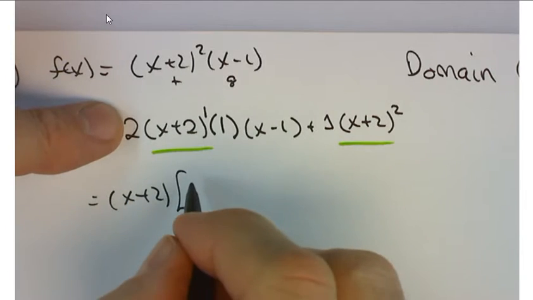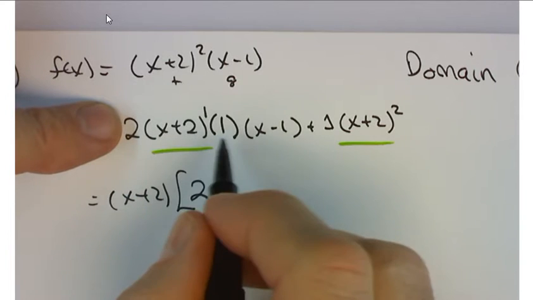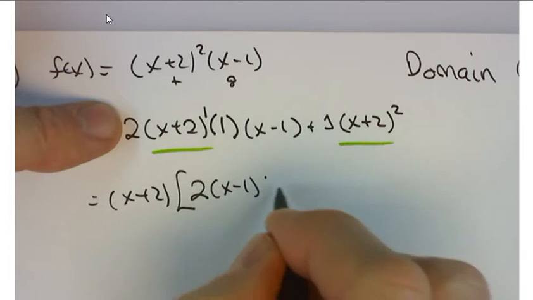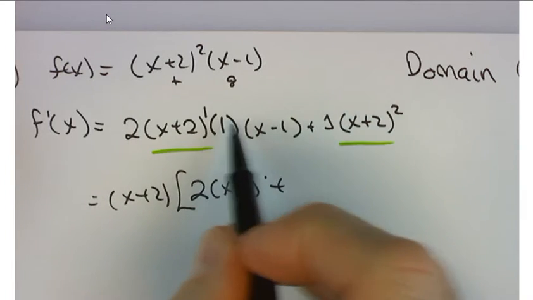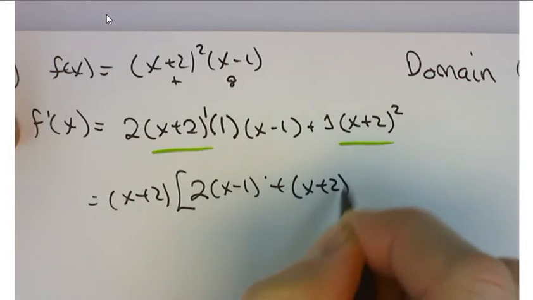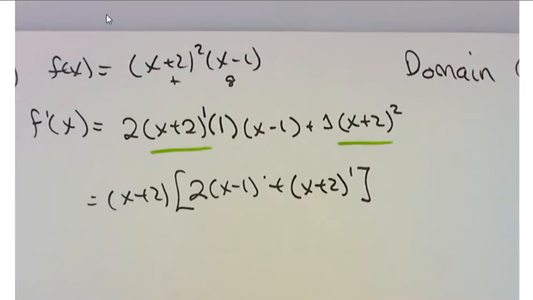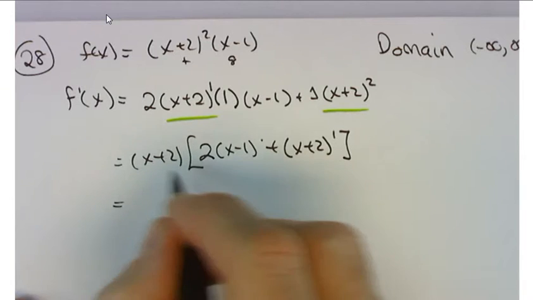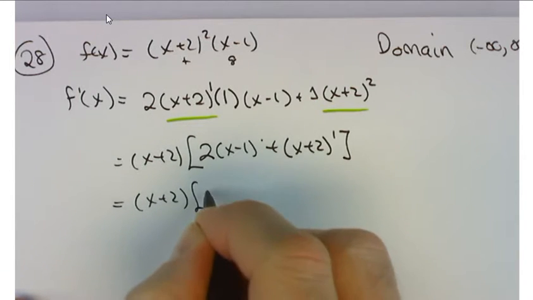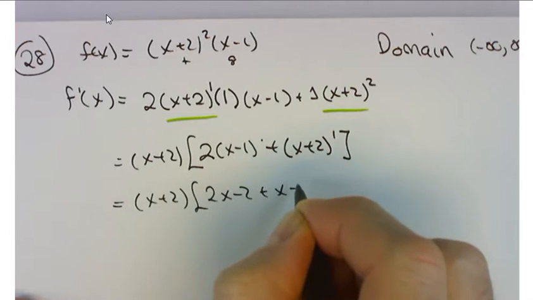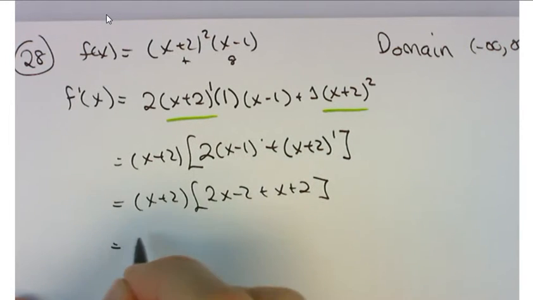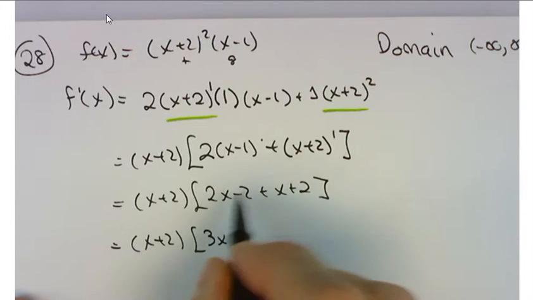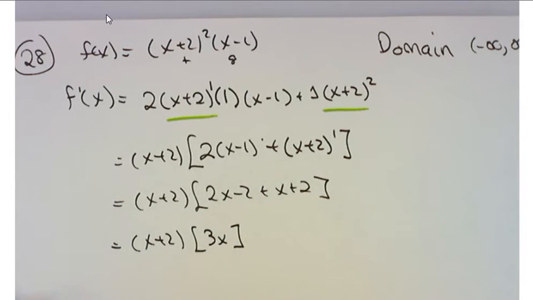It's going to leave behind a 2 times 1 times this, x minus 1, plus, and I've taken out one of these, so that'd be just x plus 2 to the first power, which is left behind. Let's keep going. Inside the brackets here, x plus 2 times, well, that's 2x minus 2 plus x plus 2. And I get some nice, helpful cancellation here. Inside the brackets, I'm just left with 3x plus 0, let's just call it 3x.